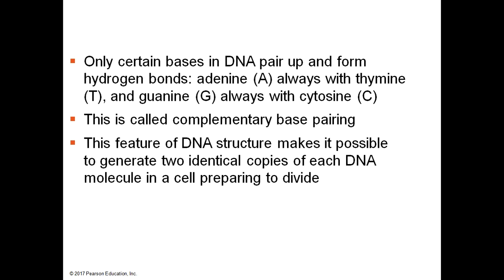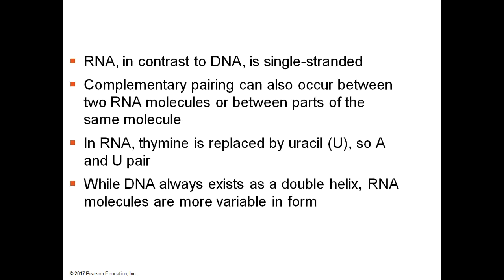Only certain bases in DNA pair up and form hydrogen bonds. A always will bond with T and G will always bond with C. This is called complementary base pairing. This feature of DNA structure makes it possible to generate two identical copies of each DNA molecule in a cell preparing to divide. So RNA, in contrast to DNA, is single-stranded. Complementary pairing can also occur between two RNA molecules or between parts of the same molecule. In RNA, thymine is replaced by uracil, so A and U pair. While DNA always exists as a double helix, RNA molecules are more variable in form.